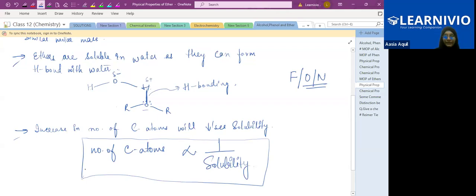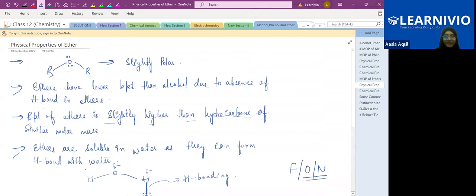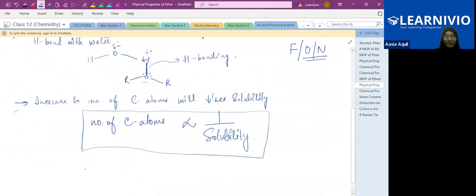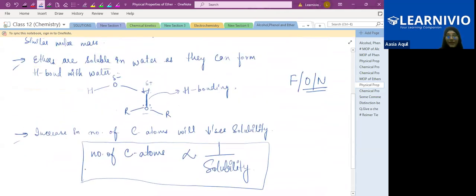So these are some physical properties of ether. इससे questions basically किस part से आते हैं? Basically they will give you the solubility condition. They will give you some ethers, some molecules, and ask you to arrange them on the basis of solubility. So just remember, the number of carbons is inversely proportional to the solubility. More the number of carbons in the ether, less will be the solubility, and vice versa.